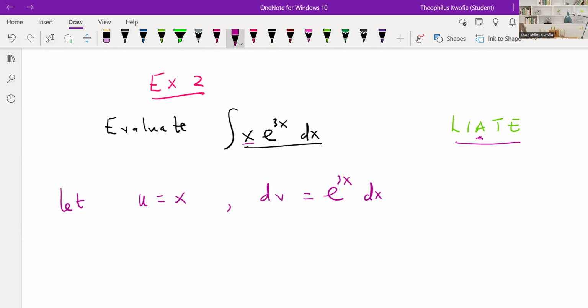So let's do that. We have our du to be equal to what? When we differentiate x, we get 1. Then we multiply by dx. Is that okay? Then over here, what we do is that we take the integral of this.